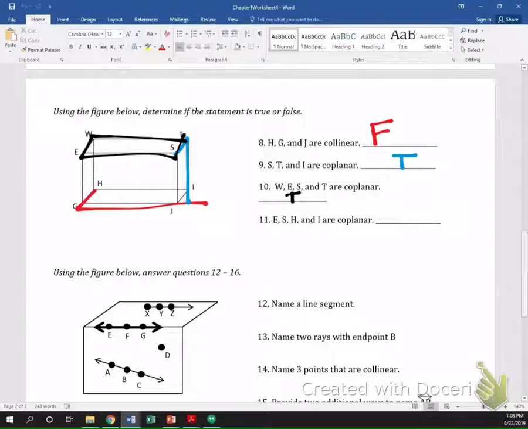E, S, H, I. Okay, I think you could draw a plane through these, right? It's like the top of the box and the back of the box. So if you like slice it, see what I'm saying? Yeah, that ninja, fruit ninja. Yes! You just need to slice it like the fruit ninja. So I'm going to go with true.